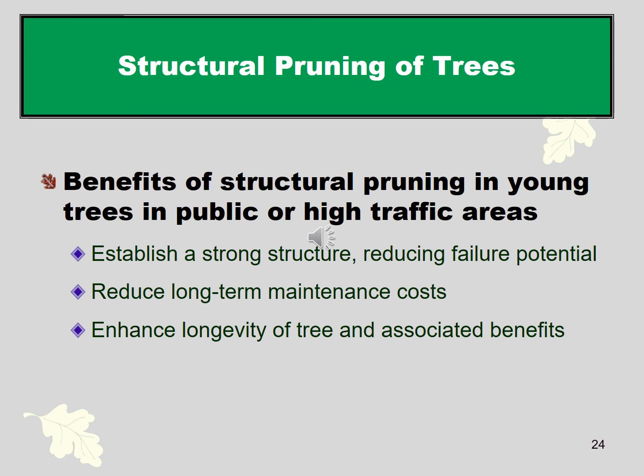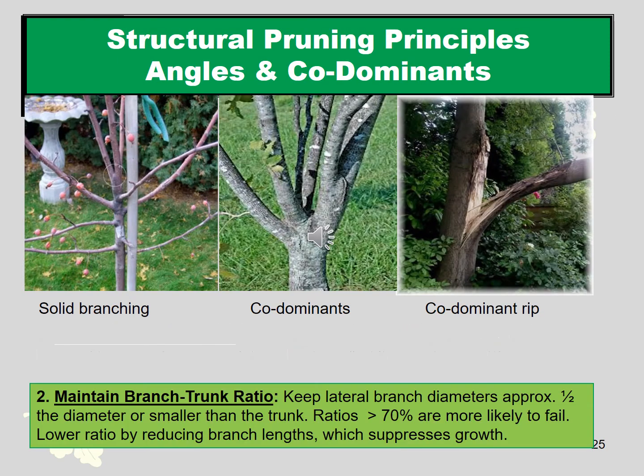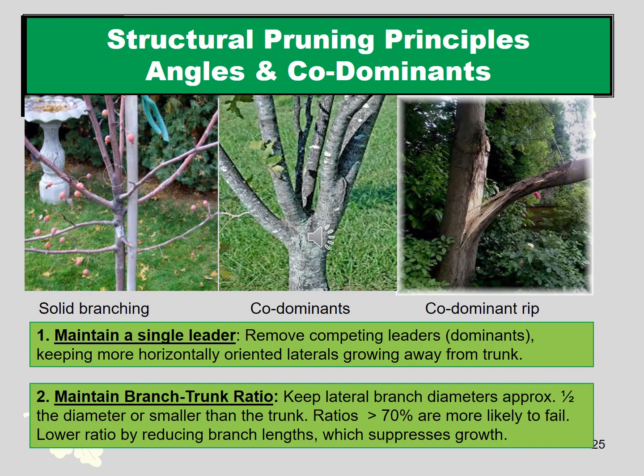So now let's talk about structural pruning of trees. It's something you do to a tree when it's young to increase the strength of the tree as it gets older. And it also reduces limb failure. So you're taking out limbs that have weak attachments to the trunk, so they're stronger as they get older. They don't tend to fall off as easily. And that reduces long-term maintenance too. And the tree is healthier overall.